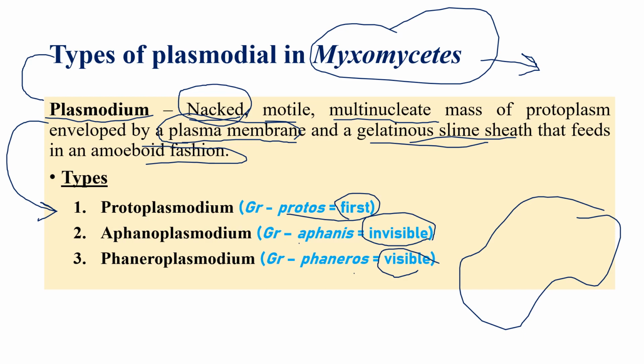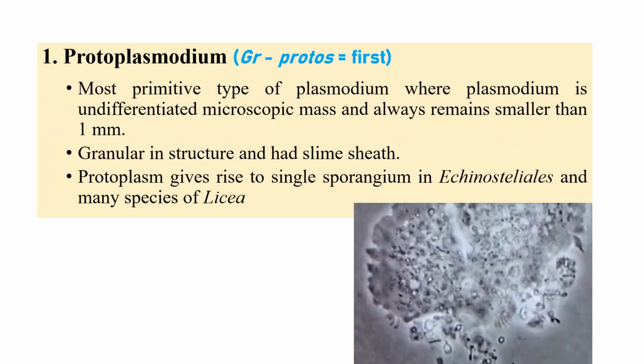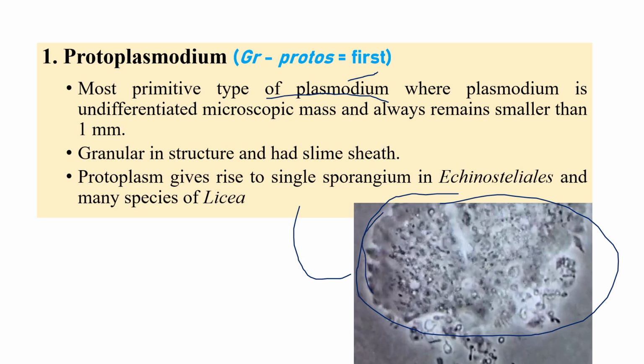What is protoplasmodium? Here protos means first, right? As I told you, this is the most primitive type of plasmodium, which is undifferentiated under a microscope. This is the microscopic picture. You cannot differentiate this in a microscope. It is an undifferentiated mass, very small, less than 1 mm in diameter, and generally granular in structure. If you see, small granular structures can be seen, and it has a slime kind of sheath. That's why it's called a slimy mold. So it has a slimy sheath.